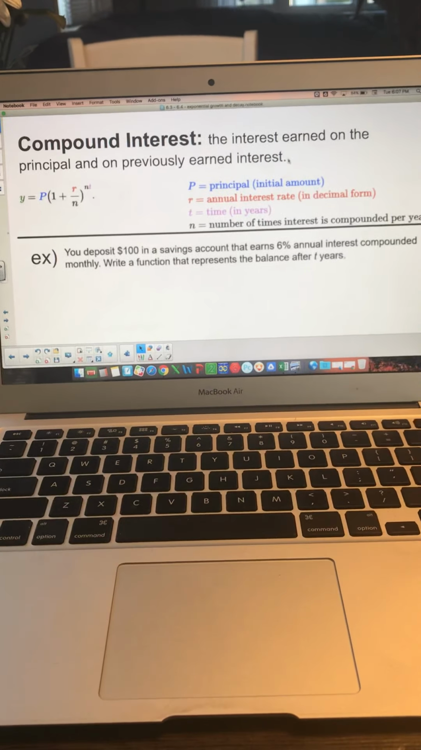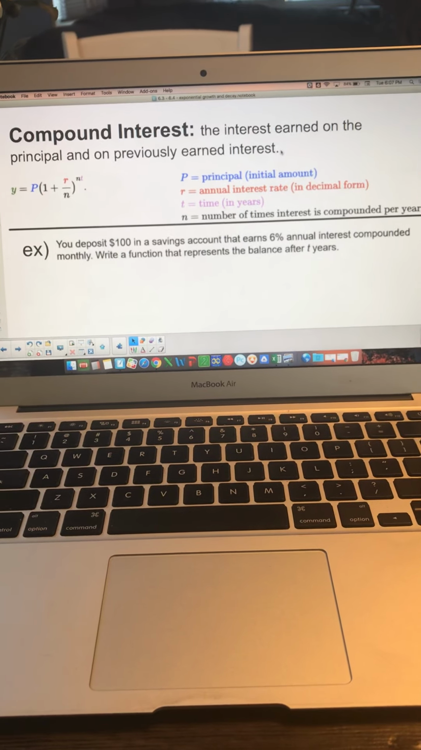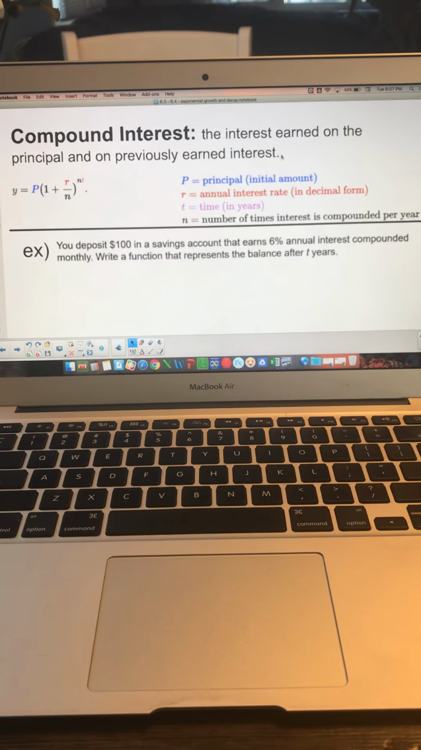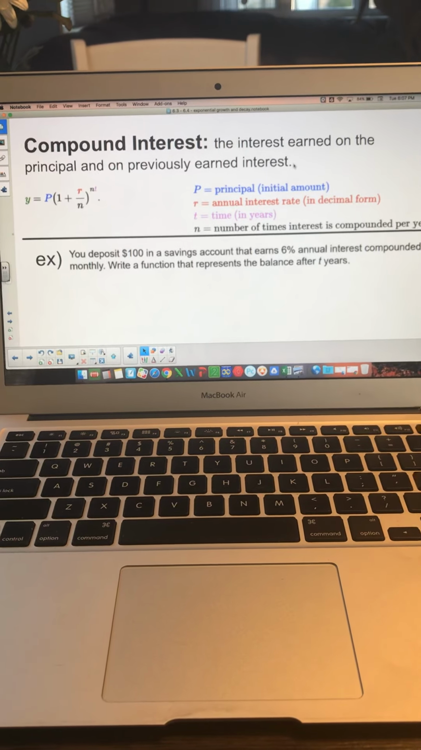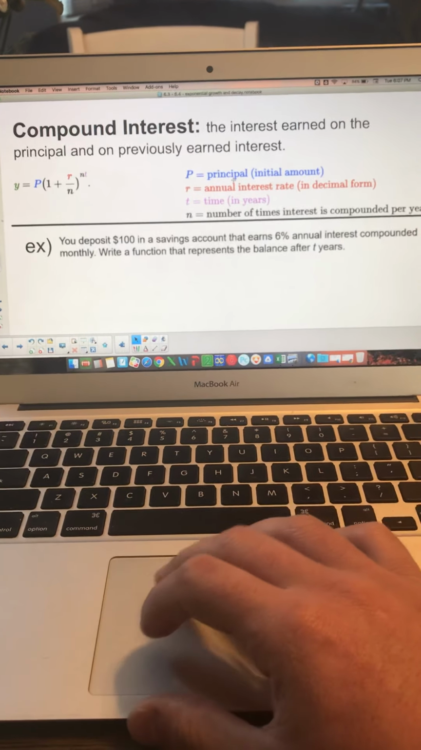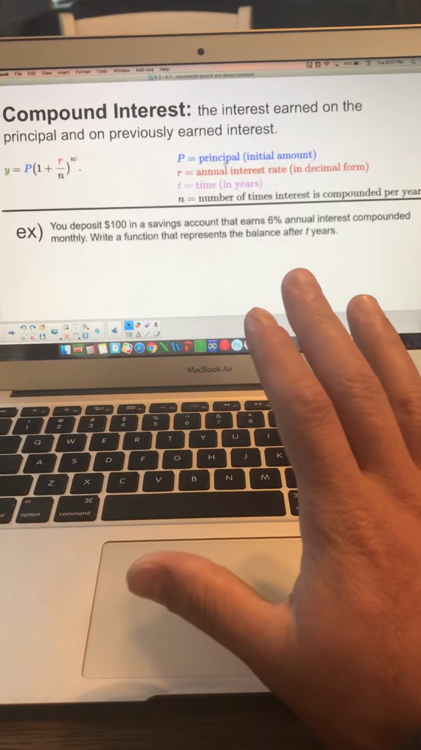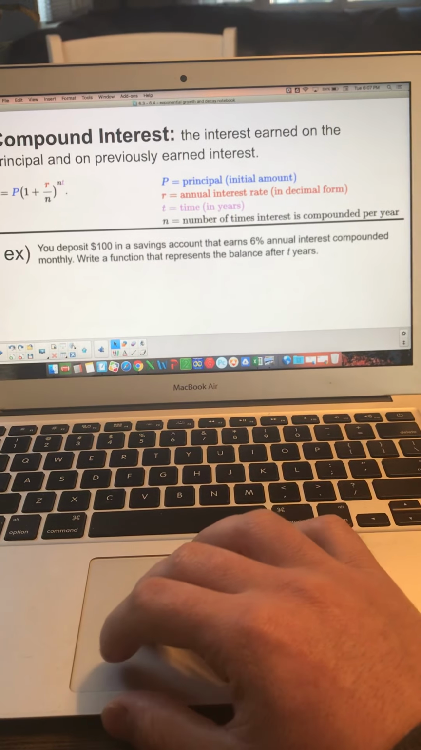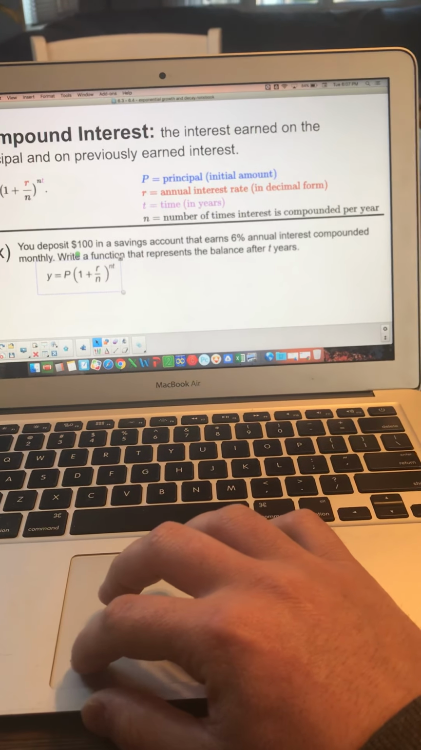You deposit $100 in a savings account that earns 6% annual interest compounded monthly. Write a function that represents the balance after t years. So we're just writing an equation now. All right? So here we go. We know it's compound interest. We're going to need that.